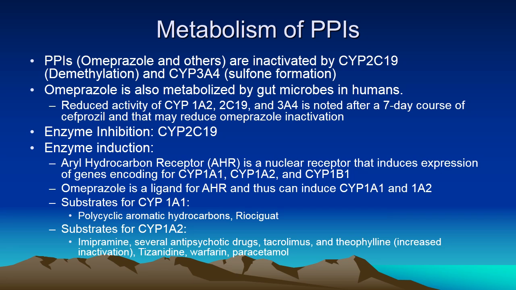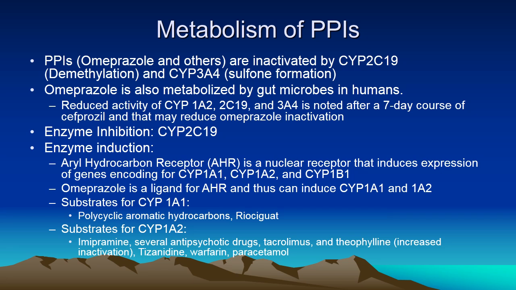Omeprazole-like drugs show enzyme inhibition of cytochrome 2C19. This is perhaps the most important factor for adverse drug interactions, but it may also cause enzyme induction of CYP1A2 and 1A1 particularly. Now, aryl hydrocarbon receptor is a nuclear receptor that induces expression of the genes which encode for these cytochrome isotypes. Omeprazole is a ligand for aryl hydrocarbon receptor, and this way it can induce formation of CYP1A1 and CYP1A2.